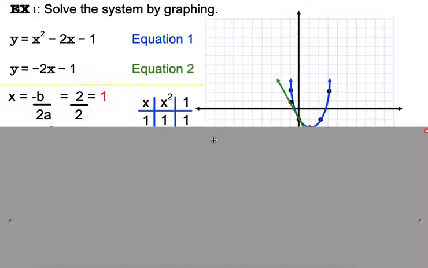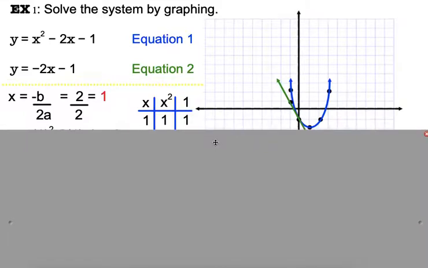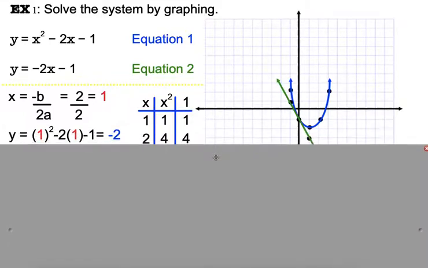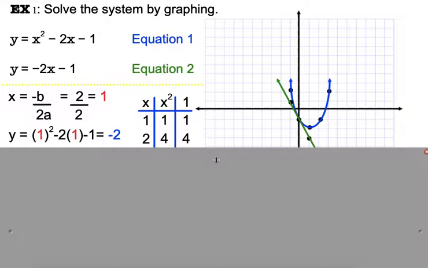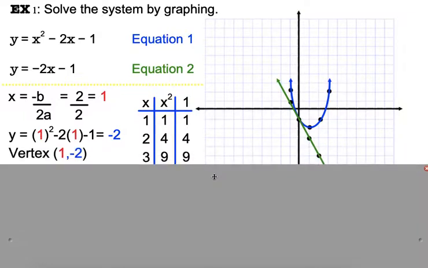Next, in order to find the vertex, I not only need an x value, I need a y value. So I take that x value, and I substitute it into that exact same equation everywhere I see x. Then I use my brain or calculator, and I substitute it in and find the answer to be negative 2. What that means is that my vertex is 1, negative 2.